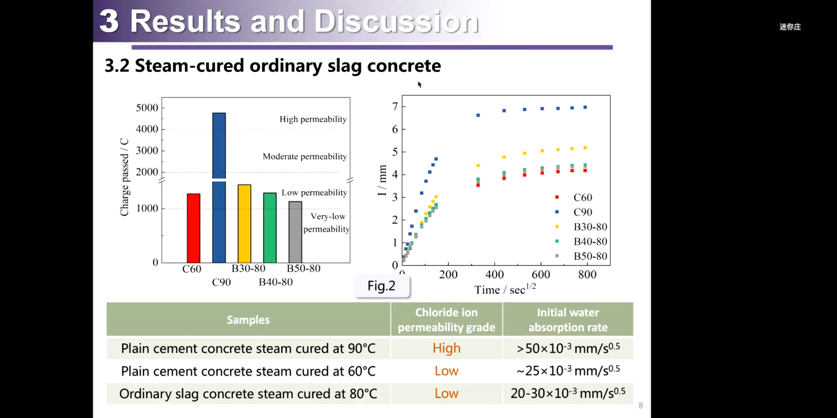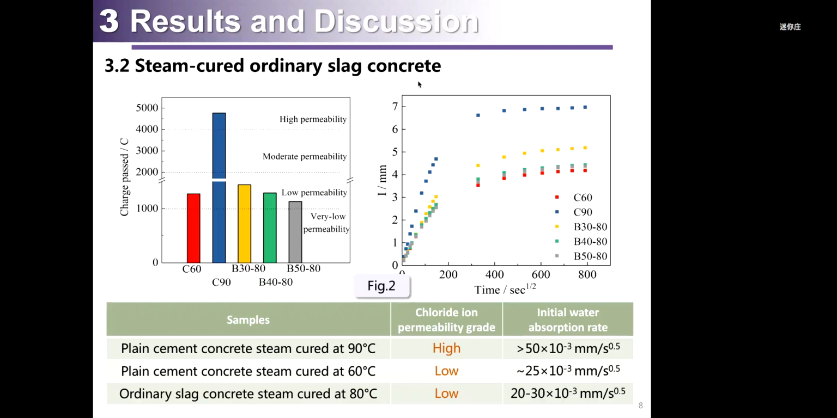Figure 2 shows the results of the steam-cured plain cement concrete and ordinary slag concrete. The initial water absorption rates of plain cement concrete steam-cured at 60 Celsius degrees and ordinary slag concrete steam-cured at 80 Celsius degrees are between 20 times 10 to the minus 3 millimeter per square root of the second and 30 times 10 to the minus 3 millimeter per square root of the second, which corresponds to their low chloride ion penetration grade.